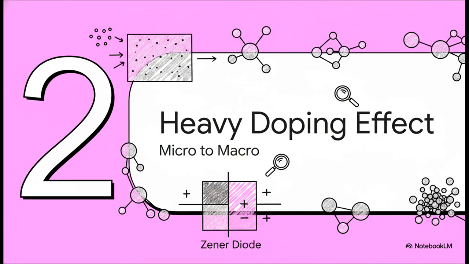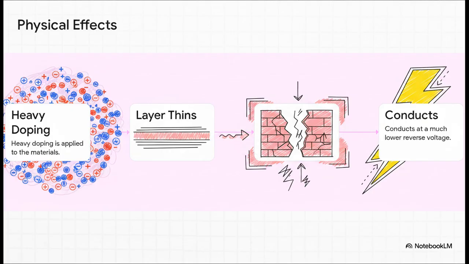Moving right along to Section 2, the heavy doping effect. This is where micro changes give us macro results. You see, the primary physical difference in a Zener diode all comes down to intentional impurities that are introduced during manufacturing. It's honestly a fascinating physical domino effect.